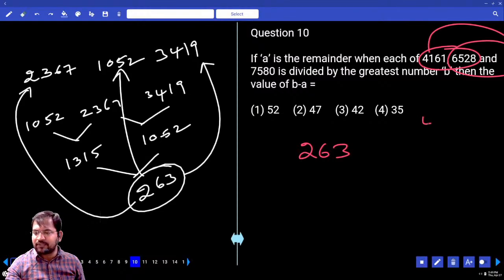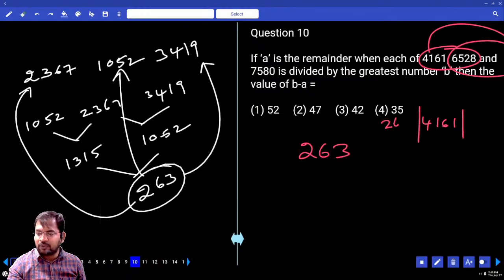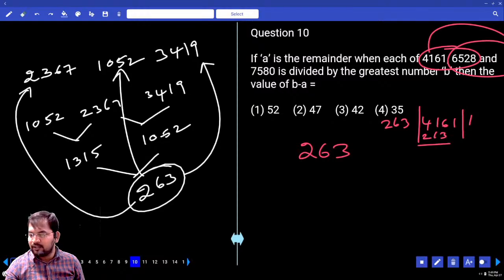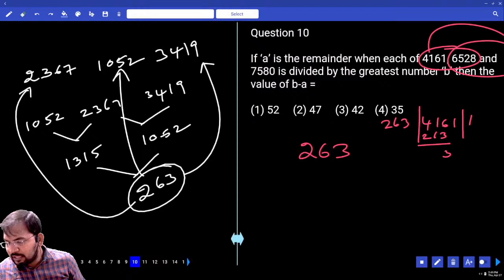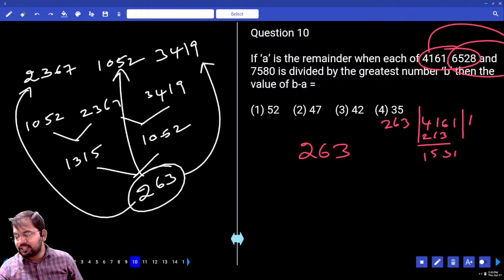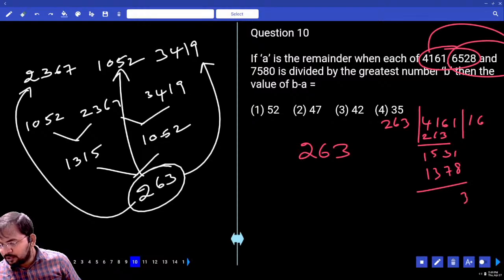I am going to take 4161 and divide it by 263. So how many times? One time, 263. The remainder is what? 1531. 263 goes how many times? 6 times. 6 times is how much? 1578. The difference is how much? 153.